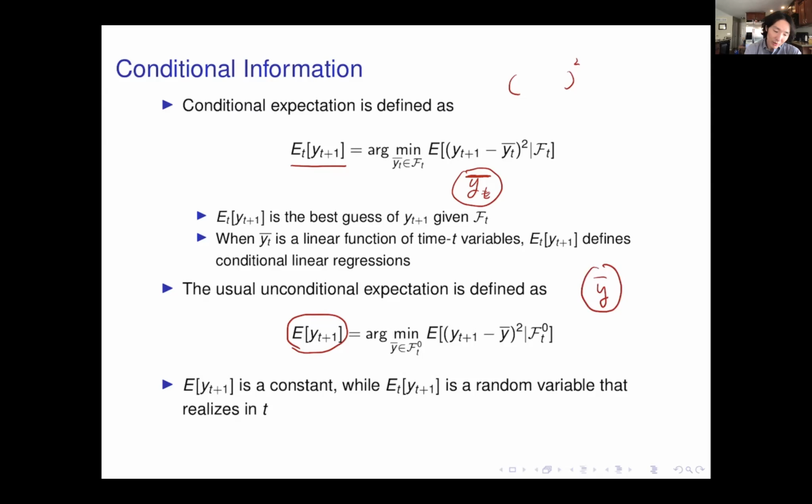Okay. And this last point is very important. Okay. Expectation of Y_{t+1} is a constant. Okay. So say there can be average stock price, average temperature, and so on. While conditional expectation of Y_{t+1} is a random variable that is going to be realized in time t. So this is the random variable. It's a random variable in the sense that it is not known yesterday. It is not in yesterday's information set, but it is going to be in today's information set.